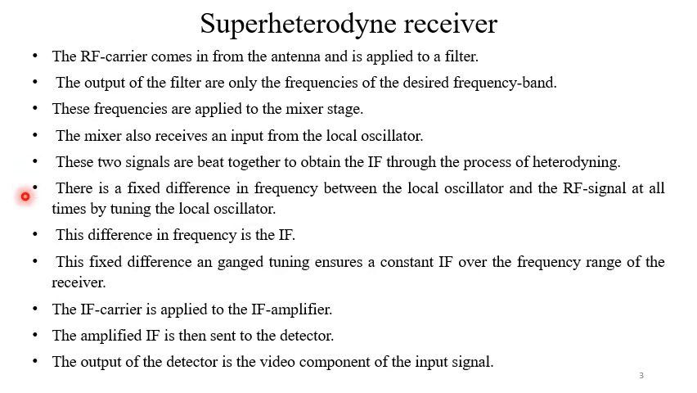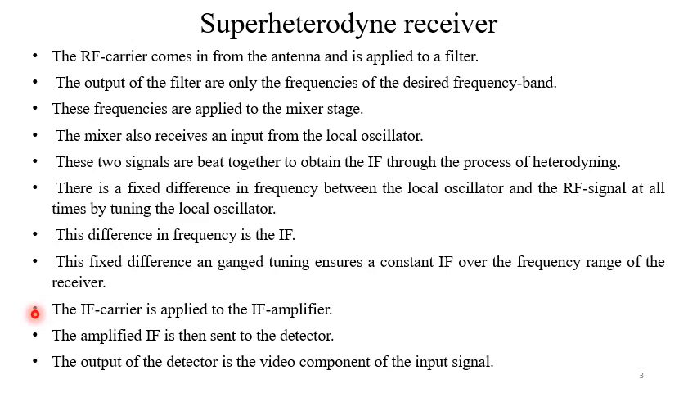There is a fixed difference in frequency between the local oscillator and the RF signal at all times, by tuning the local oscillator. This difference in frequency is the intermediate frequency. This fixed difference and gang tuning ensure a constant IF over the frequency range of the receiver. This fixed difference in frequency is achieved actually.